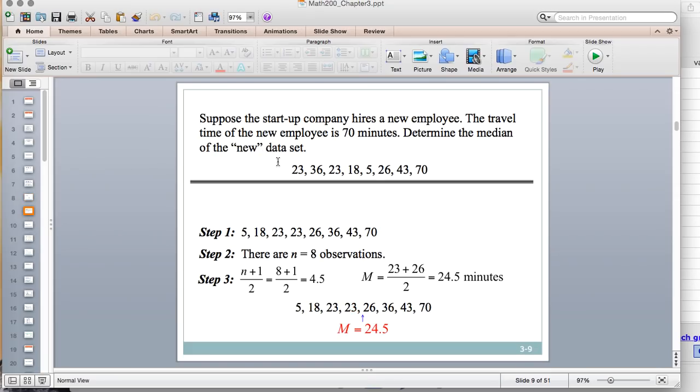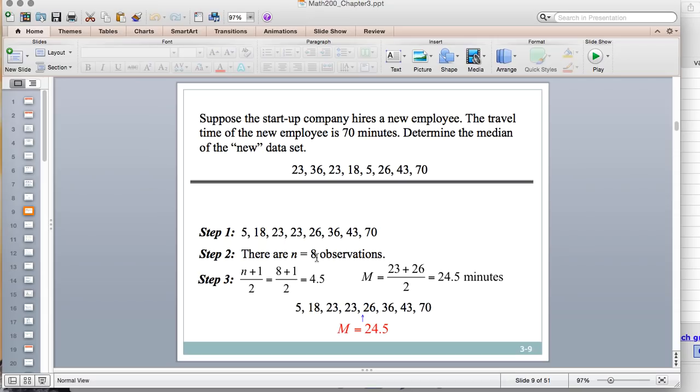All right, let's say that now an additional new employee has been hired, okay, and their travel time is 70 minutes, and I want the median of that new data set. So if you look here, you can see the 70 is tacked on the end here, so now I have 8 observations, which is an even number of observations.